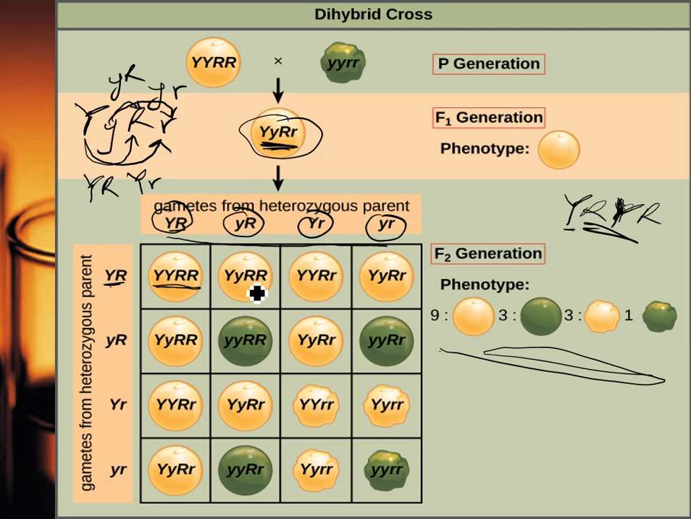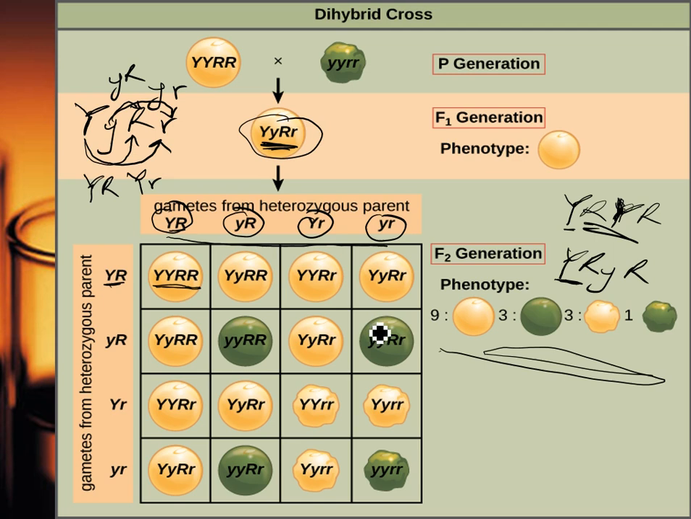Okay, so the same thing goes for the next one. You can see it this way: big Y, big R, small y, big R. So this is still yellow round because of the law of dominance. So you can practice the remaining ones and see how good you are with it.